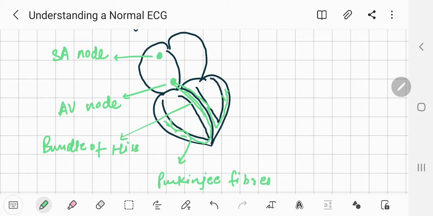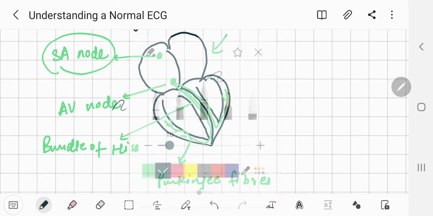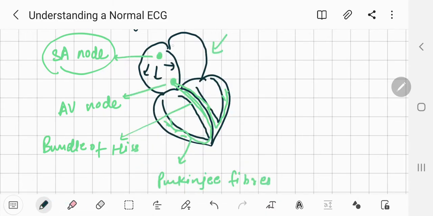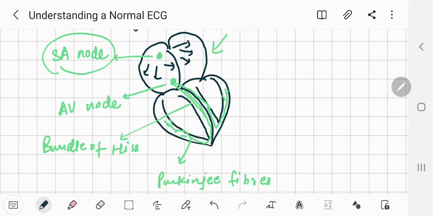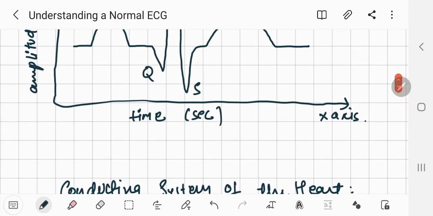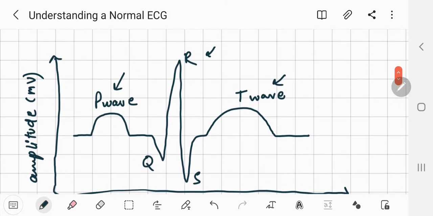Now when the atria contract, the signals are sent from the SA node to the atrial muscles. When the SA node sends signals to these atrial muscles, they contract and therefore lead to atrial depolarization or atrial systole. This atrial systole is actually represented in the form of the P wave. I'll just write this down.